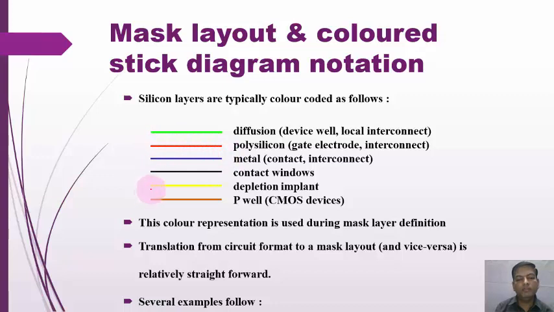Then for P-well or CMOS device, brown color is there, and for PMOS device drawing depletion implant, yellow color we have to take. Then red color for polysilicon gate electrode or interconnect. Blue color for metal contact or interconnect, and contacts we have to show by using black color contact windows. This color representation is used during mask layer definition. Translation from circuit format to a mask layout and vice versa is relatively straightforward. Several examples follow.